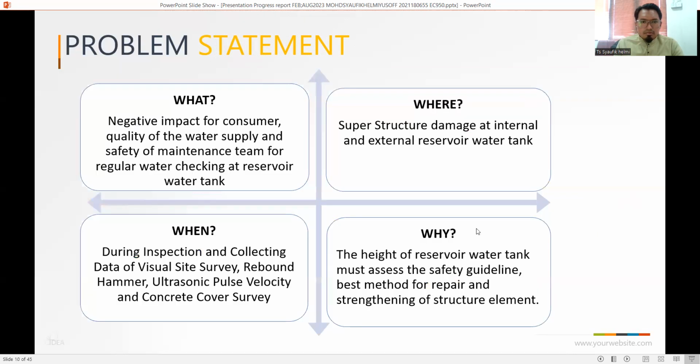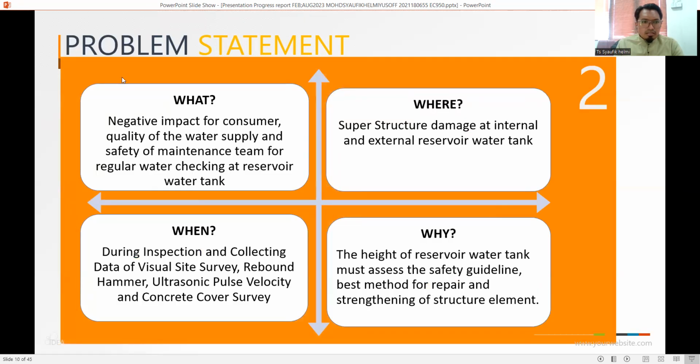The second problem statement: negative impact for consumers, quality of the water supply, and safety of the maintenance team for regular water checking at the reservoir water tank. There is superstructure damage at the internal and external reservoir water tank. During the inspection and quality data of a visual site survey, we use the rebound hammer, ultrasonic pulse velocity, and concrete cover meter.